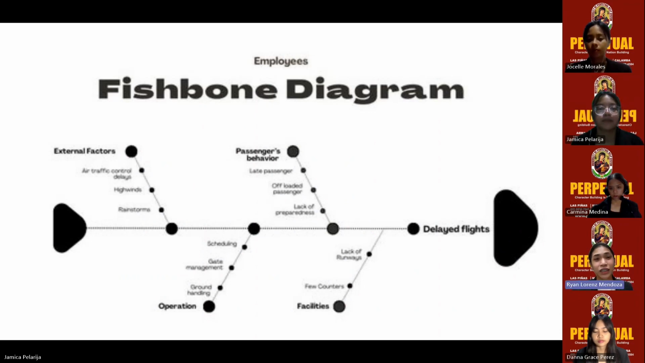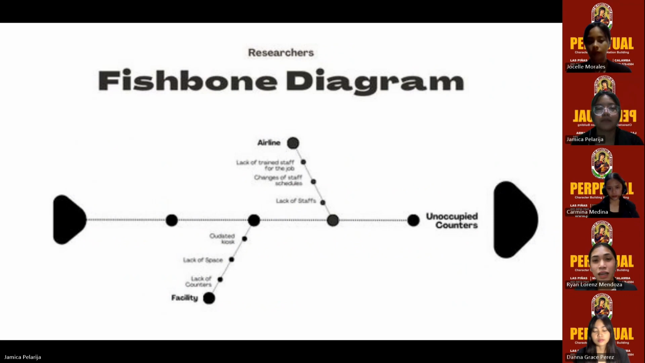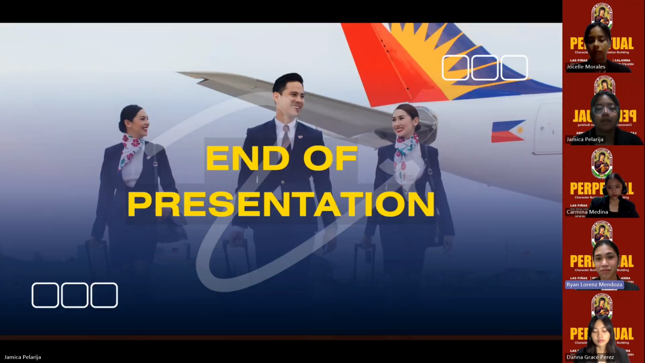Lastly, we have the researchers' fishbone. Firstly, we have passengers' behavior, unoccupied counters, and poor customer service. We gathered all of the information we can to help us create this fishbone. Based on our research, it's not just the management or the employees that always cause the problem. Sometimes it's the customer itself. And that's the end of our presentation for the capstone.